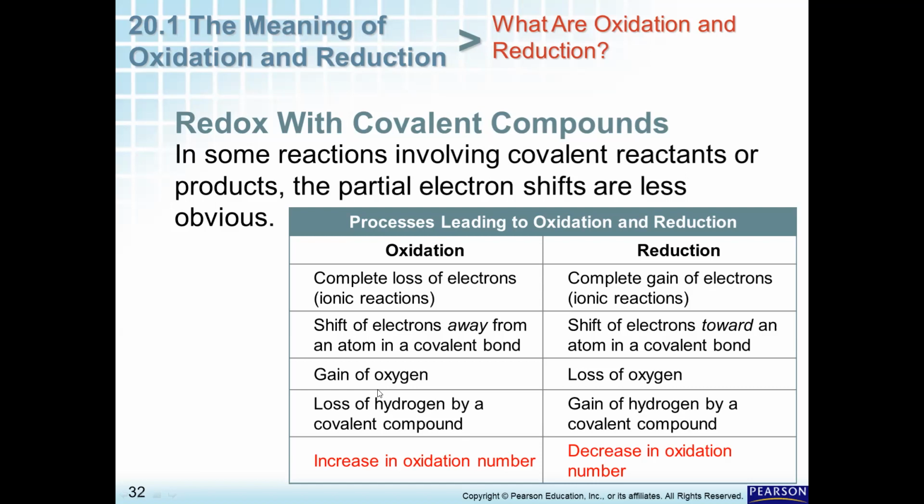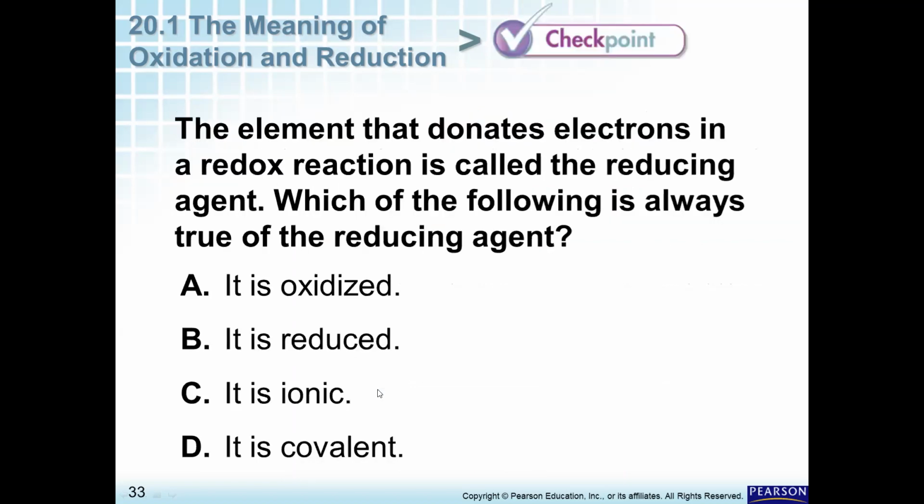All right, so do we now have an answer to our question? What happened to the substance that undergoes oxidation? Either it is complete loss of electrons, partial loss of electrons, gain of oxygen, or loss of hydrogen, or later on, an increase of oxidation number. The opposite happens in the case of the material that undergoes reduction. So we have answered the question in that case.